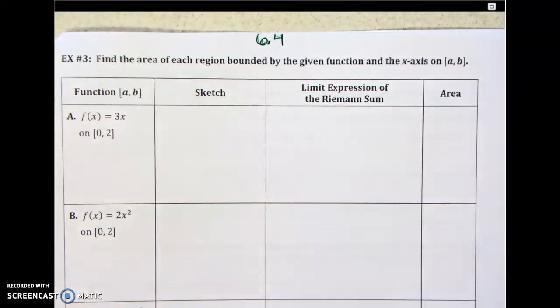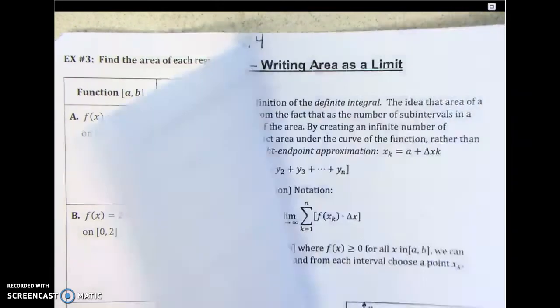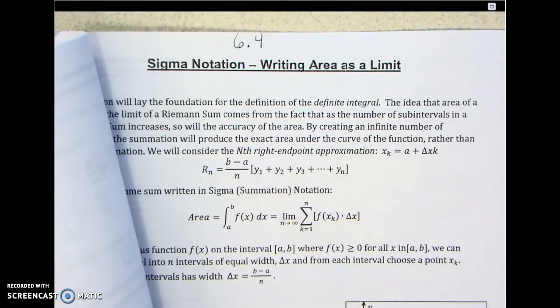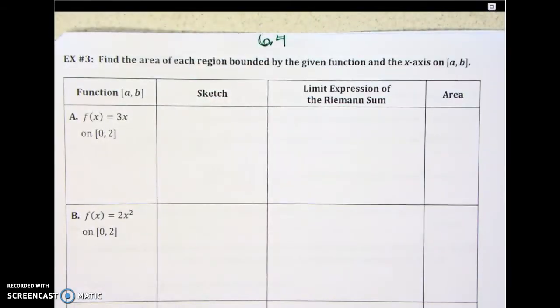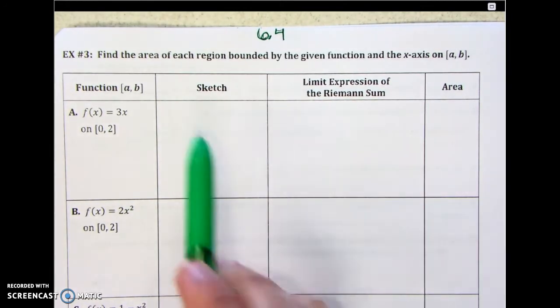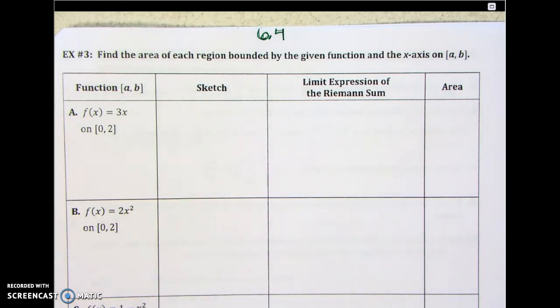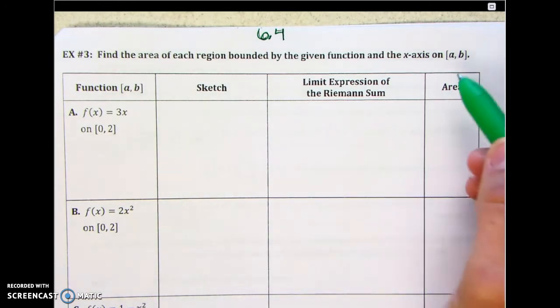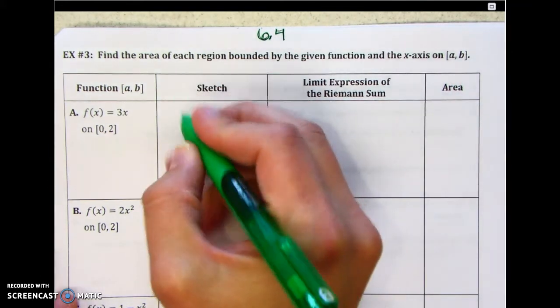Okay, we're on example 3 of the packet labeled 6.4, or sigma notation, writing area as a limit. We're going to do this example all together. So, find the area of each region bounded by the given function and the x-axis on the interval from a to b. We're going to do a quick little sketch.